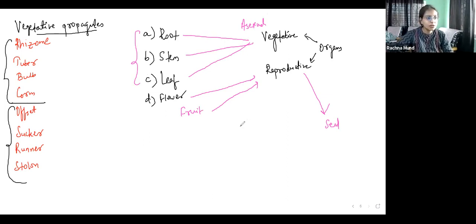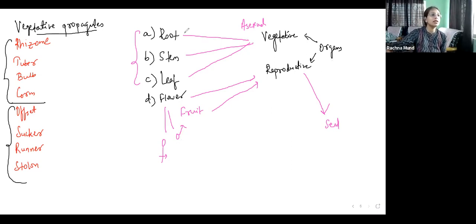Why? Because flower contains the male and female reproductive organs. This is the symbol for female, and this is the symbol for male. This is the slanted one, and this is the straight one. These are the symbols for male and female. So as the reproductive part is the flower, when they fuse together, they form the fruit, and inside the fruit you have the seed. So these are your reproductive organs, right?